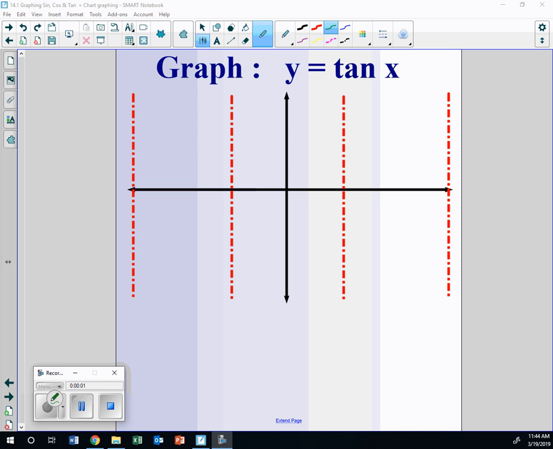Graph tangent and all the phase shifts, cotangent, secant, cosecant. On the test, you're most responsible for tangent. The other ones I just want to show you, okay? So for tangent, you've got to make sure that you're able to do tangent.